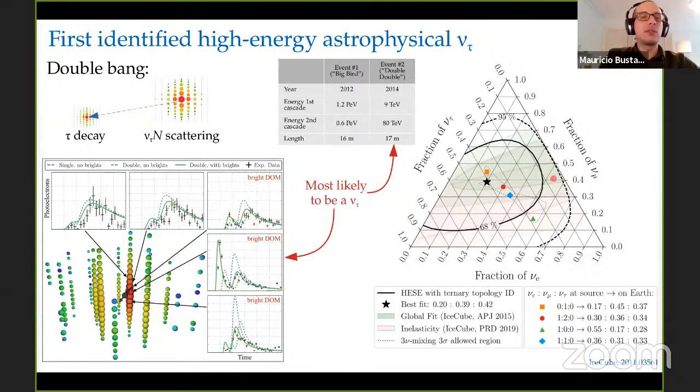But it has allowed us to improve the measurement of flavor composition that IceCube could make. So before, the best fit was over here, where you had no tau content according to the data. Now that best fit has moved here to the black star, which means that there is tau content. It's closer to the center, where we expect the best fit composition to be.